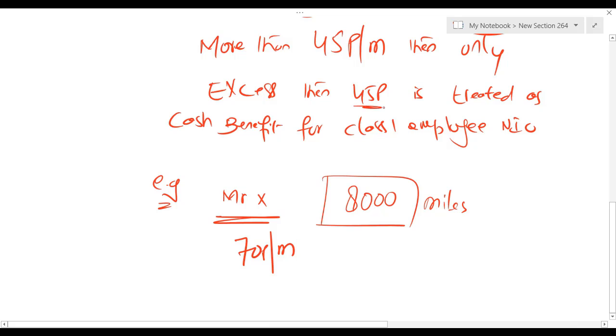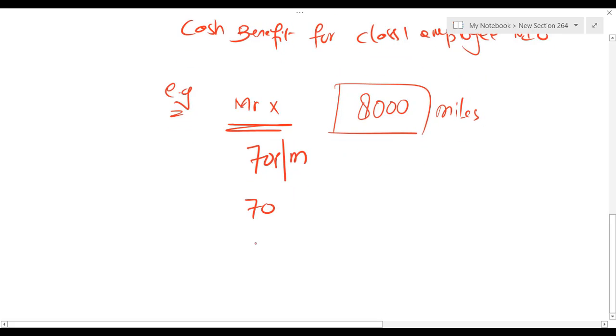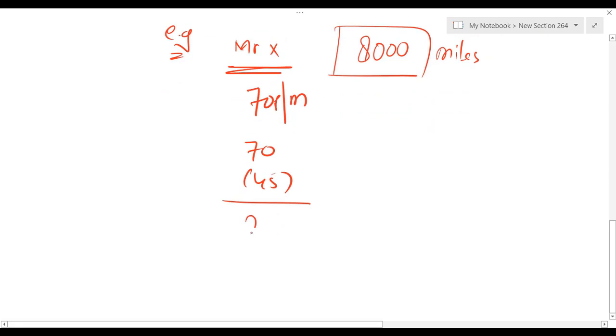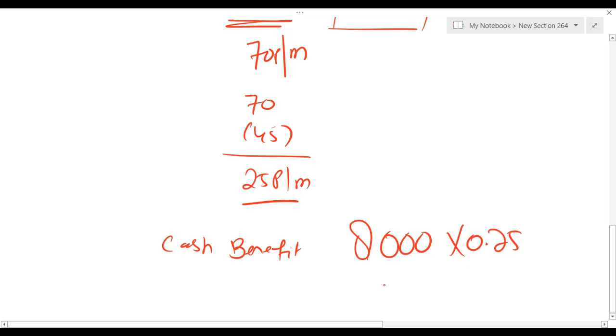Any amount which is over and above the 45 pence, only that amount will be taken as cash benefit for class 1 employee NIC. So 70 pence means, let me deduct 45 from this. So excess is 25 pence per mile. It means cash benefit will be 8,000 miles into 0.25. So cash benefit is going to be 2,000 pounds.